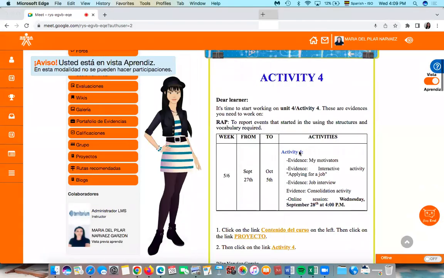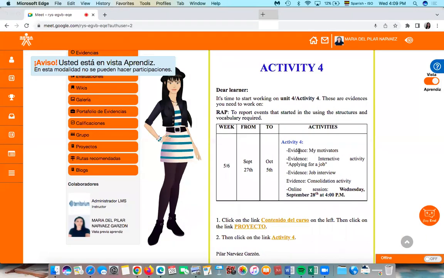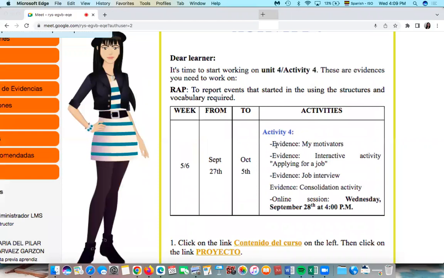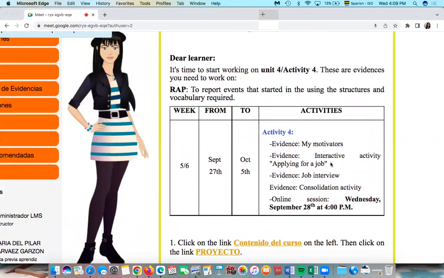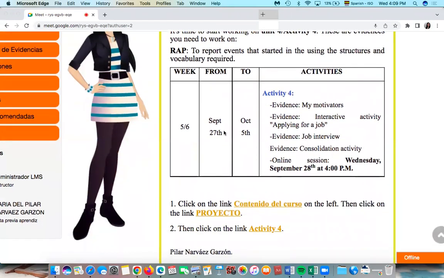So this online session is about the evidence that we need to carry out for activity 4. We have my motivators, interactive activity, applying for a job, evidence job interview, and consolidation activity. We have four evidence for this unit. It started yesterday, and the deadline for this unit is October 5th.